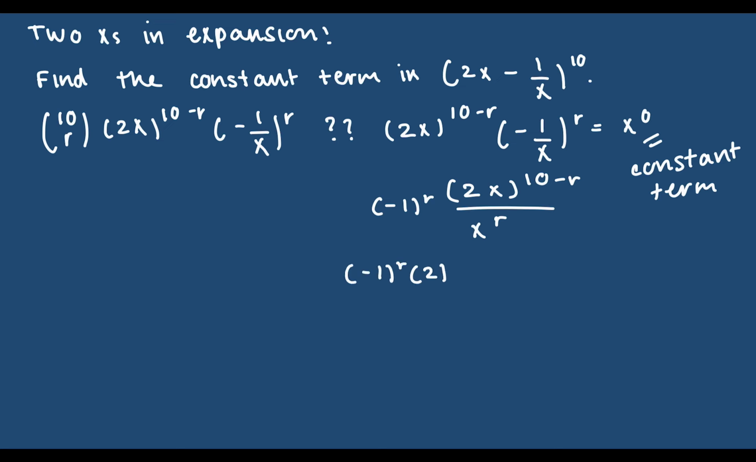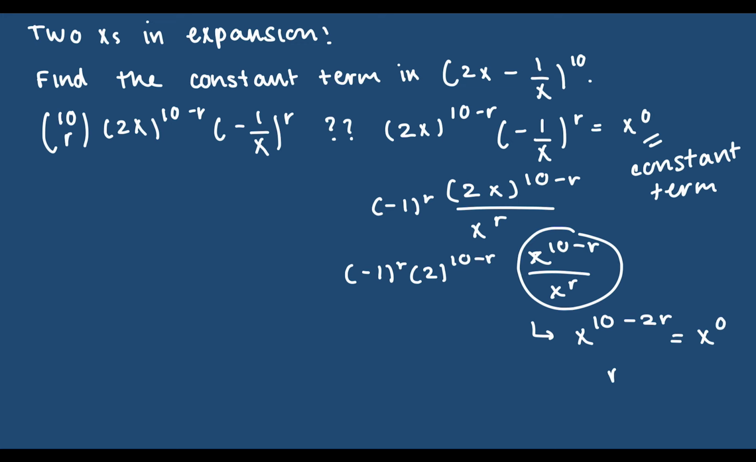So once we do that, on the side we're going to get minus 1 to the power of r, 2 to the power of 10 minus r. We can disregard that, and then x to the power of 10 minus r over x to the power of r. Remember, the laws of exponents, that's x to the power of 10 minus 2r, and that has to equal 0. Therefore, r must be 5. So now we have our r.